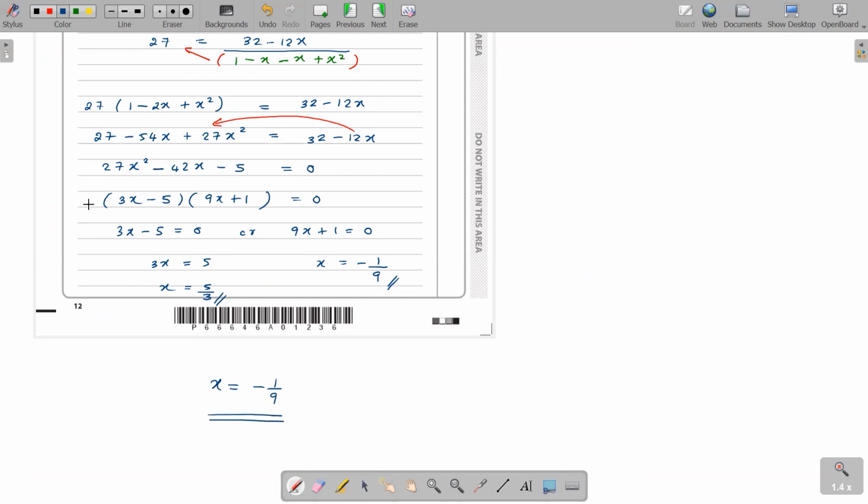Is that clear? So make sure you give your final answer clearly, and you need to discard this particular value. You need to cross it out. This is not the answer. Is that clear?